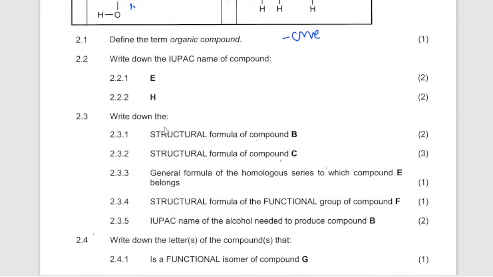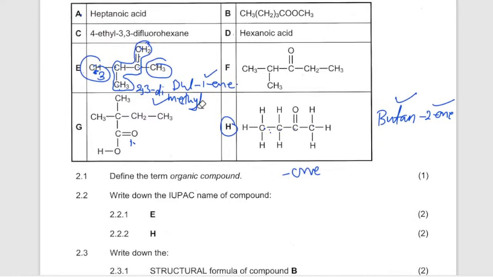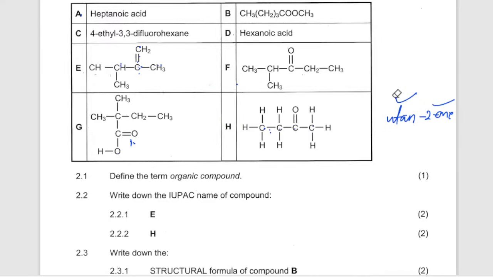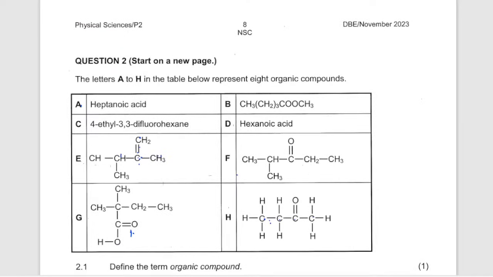Then we go to write down the structural formula of compound B. Let me just clear it up so that we see exactly what they are saying. The structural formula of compound B. What is compound B? Okay, it's here. What is it? It looks to be an ester. So it's going to be CH3. You put the hydrogens. The hydrogens are supposed to be there. And then this one, because there's no shortage of hydrogen here, automatically this becomes a chain.